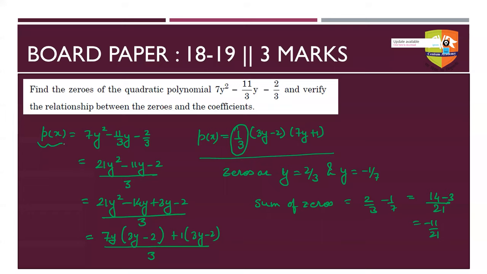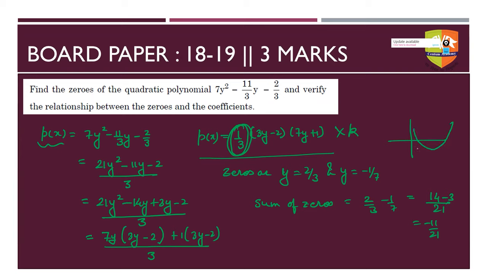Because I was writing px like this, I cannot eliminate 1 by 3. If you remove this 1 by 3, then px is different. Then you have a different polynomial altogether with the same zeros. There will be a family of polynomials with the same set of zeros. You keep on multiplying with some constant k, you'll get the same zeros. All the polynomials will be different, but the zeros of all of them will be the same. What does it physically mean?